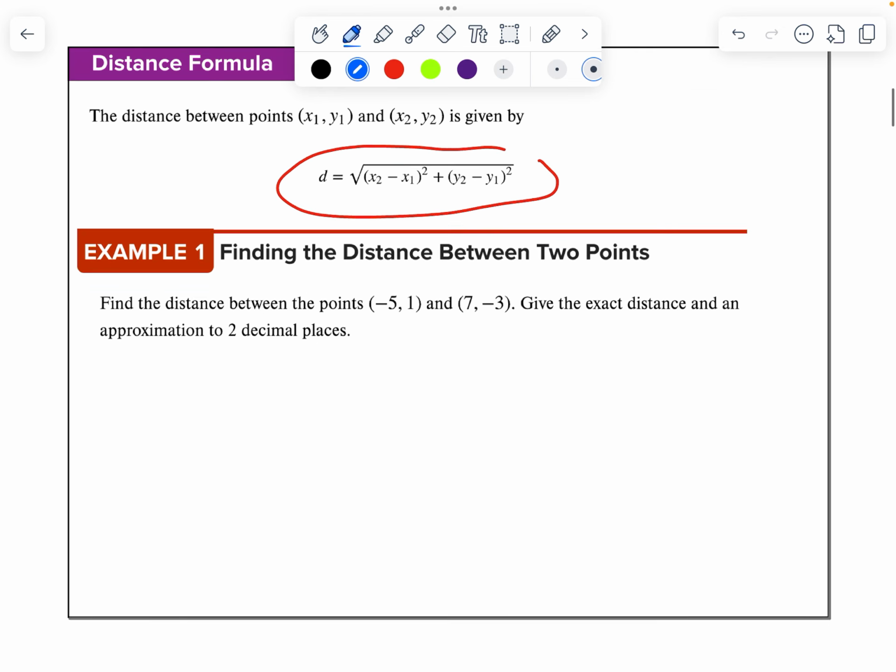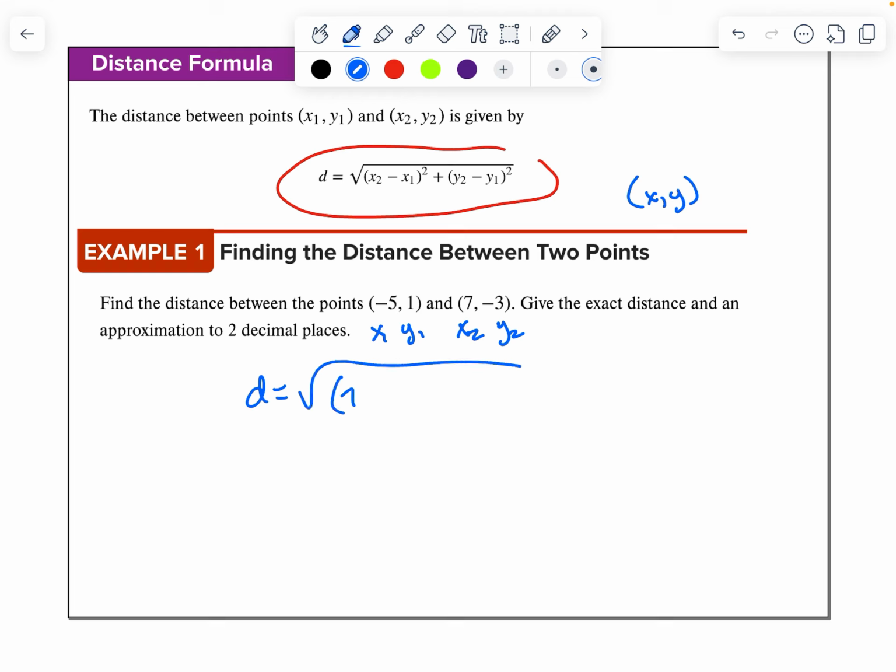Find the distance between the points -5, 1 and 7, -3. Give the exact distance and the approximation to 2 decimal places. So that's going to be 2 separate blanks in your homework and 2 separate blanks on the test. If we label these points x1, y1, x2, y2, because we know every coordinate is an x, y coordinate, right? We could sub those values into the distance formula.